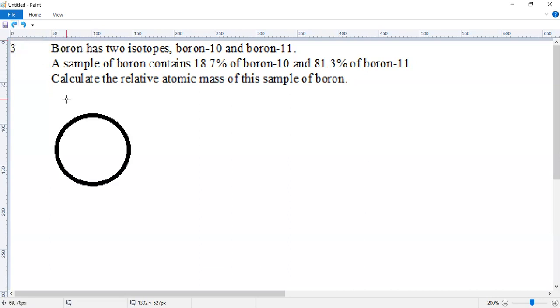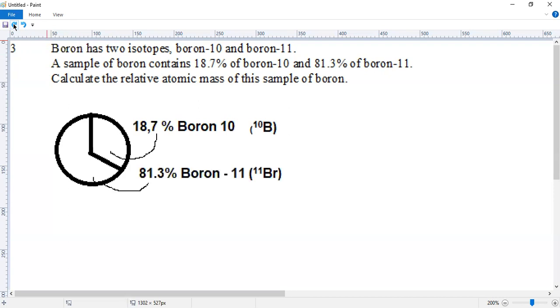If you consider this field shown in circular manner, it's a sample of boron. I will consider that this is 100%. In this 100% area, if I think about the individual isotopes available, the smaller part shows you 18.7% boron, actually by mass. Boron 10 isotope is also shown as I have given in bracket, 10B. Now this is the boron 10 percentage in this sample. And then in the bigger portion, we have 81.3% boron 11. So two isotopes are there. These are the amounts of substances present in the system as a percentage.